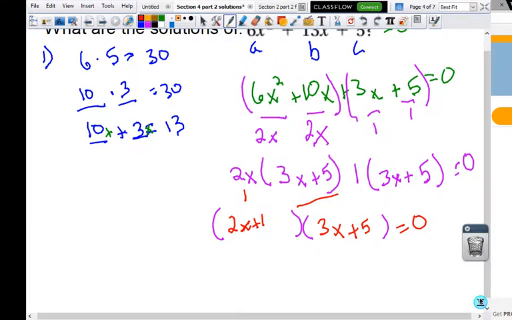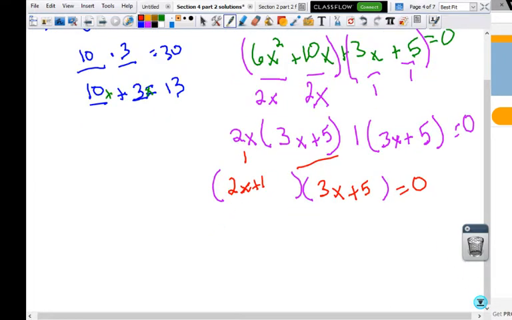So step 5 says look at each parenthesis. How do you make it 0? So none of these are the easy ones, unfortunately. So I got 2x plus 1 equals 0. I'm going to solve it. Minus 1 on both sides.